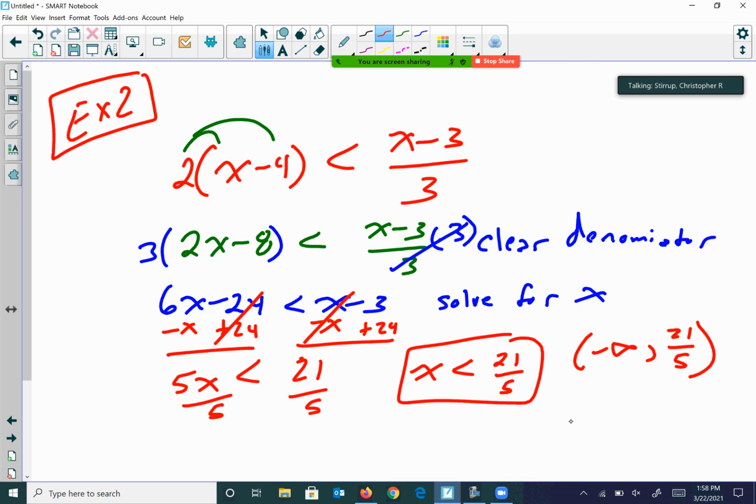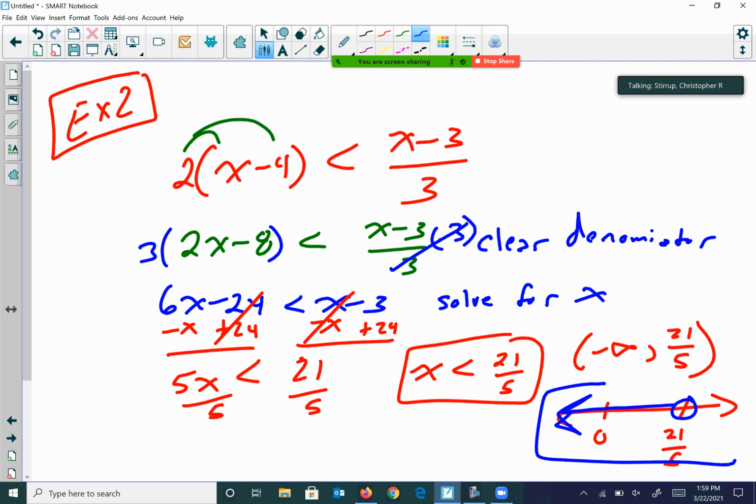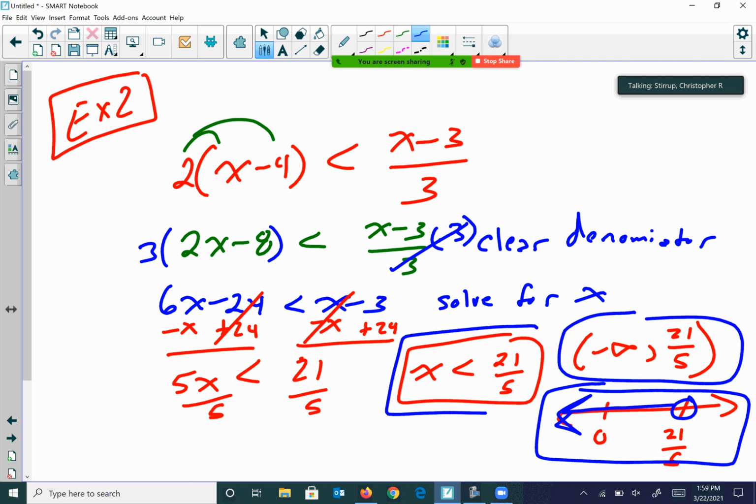And then the last thing is draw on a number line. You're realizing that 21/5 is here, 0 somewhere down here. You would have a round bracket shading this way to negative infinity. So there's 3 parts to this problem. Here's one of the parts, here's another part, and here's the third part. You want to make sure you're showing all 3 parts to show that you have the understanding of what's taking place with the problem.